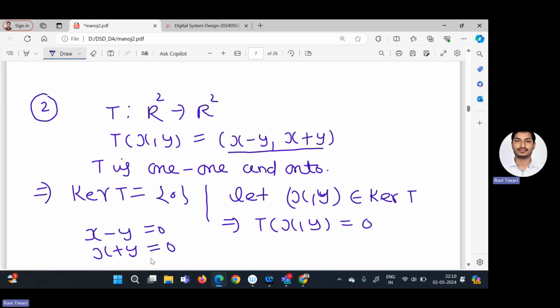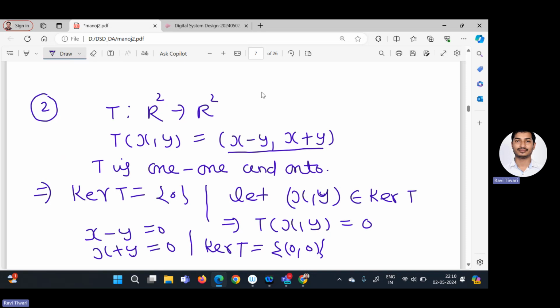Easily you can solve these two systems of linear equations. Adding them, you get y equals 0 and x equals 0. So what we can say: kernel of T equals (0, 0). Kernel of T being (0, 0) means the given linear transformation is one-one.